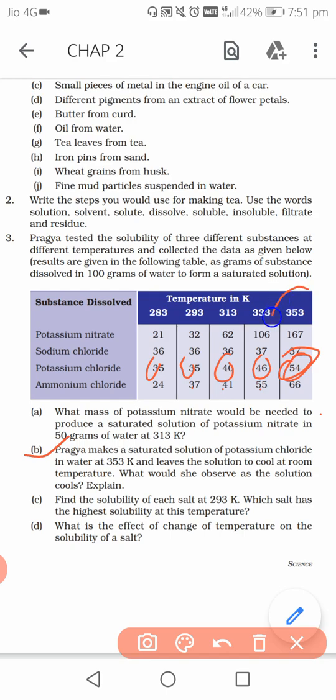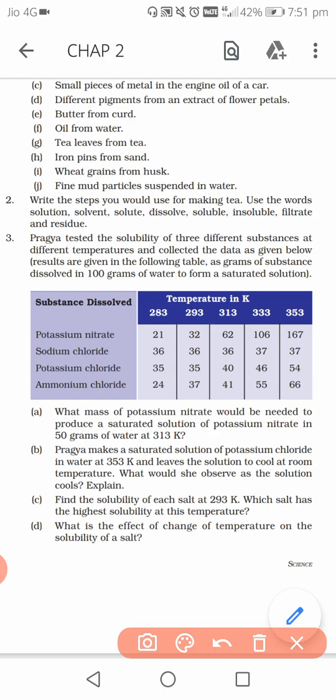When the temperature was 353, 54 gram could dissolve, but when it is cooled down, it will not be able to dissolve 54 grams. So how much will it dissolve? Less than 54. So you just have to write that some amount of potassium chloride will be undissolved, okay, as it is cooled down.